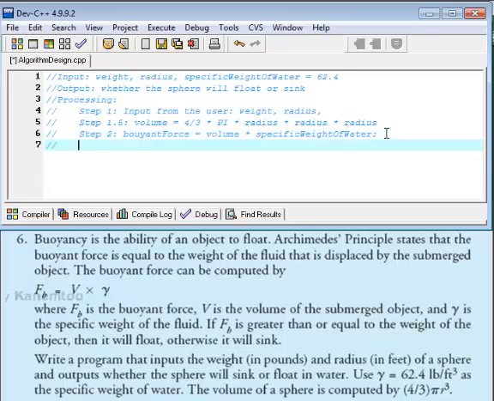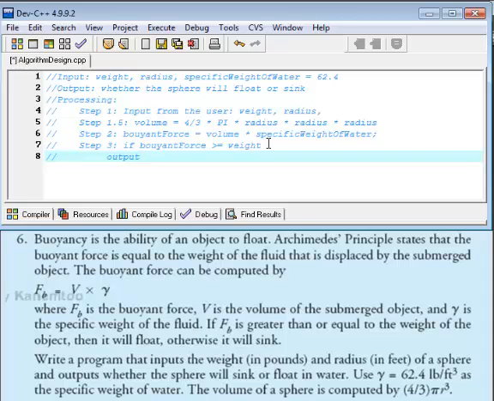What do we want to happen next? So step 3. Well, we want to check if that buoyant force is greater than or equal to the weight of the object, then it will float. So what was the weight of our object? That was an input. The buoyant force is greater than or equal to the weight of the object. Then we know that we can output our output, which will be it will float.